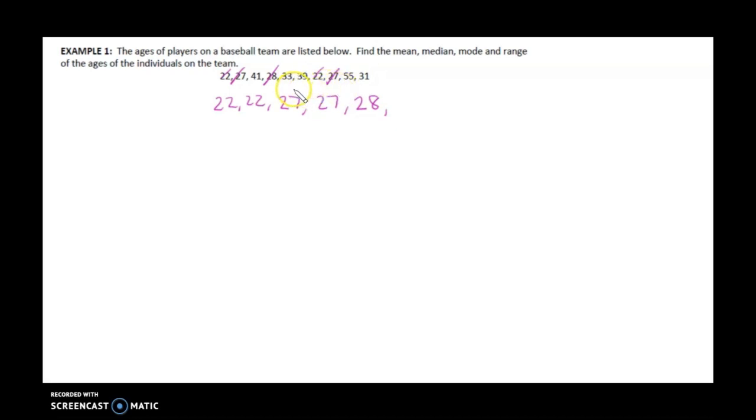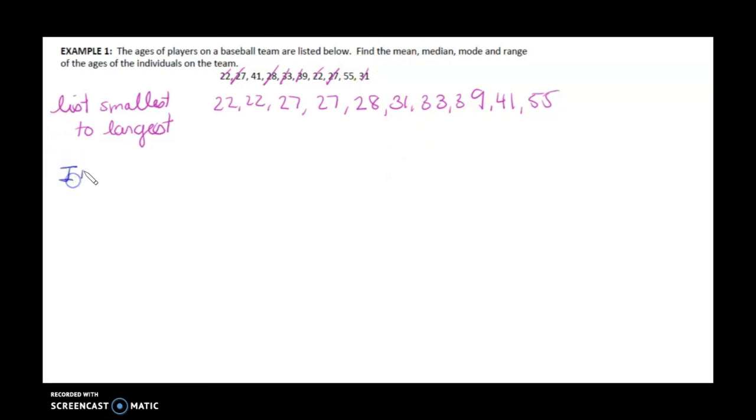So we've written out all the ones in the 20s. Now let's do the 30s. We have 33, 39, and 31. So 31, 33, and 39. And then we have 41, 55. So what we've done so far is list smallest to largest. That's it. But from here, we can find all of these values.